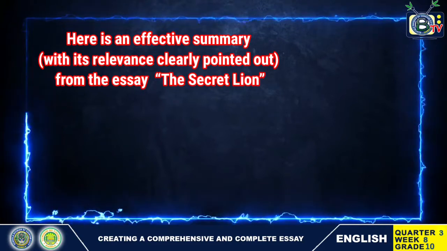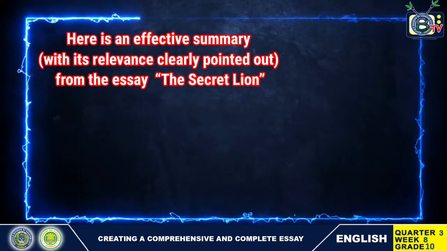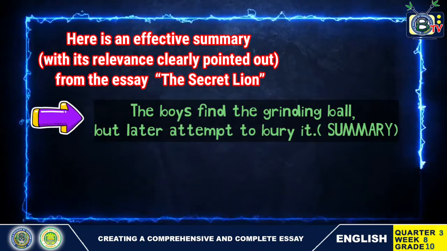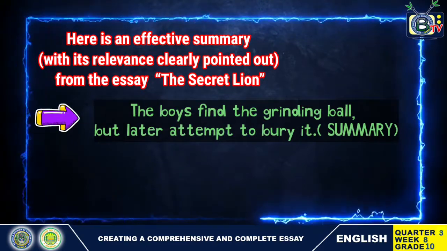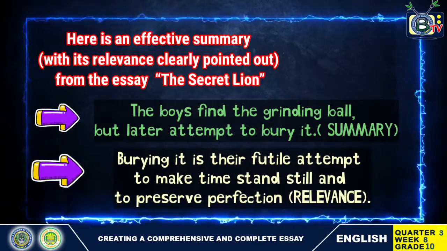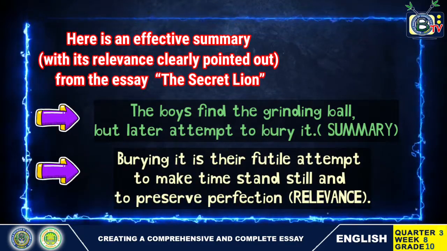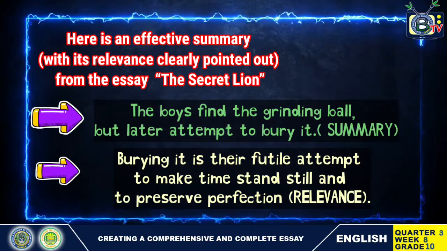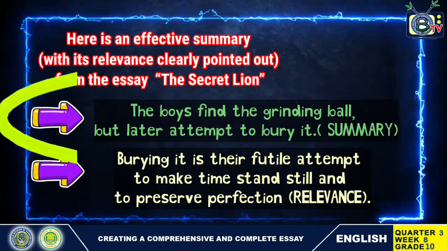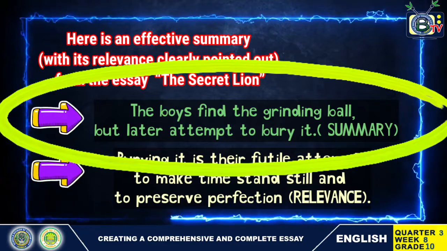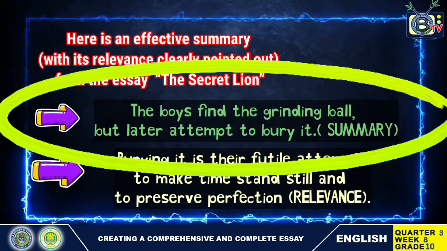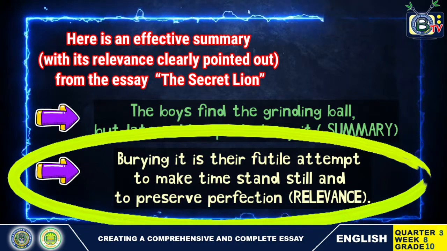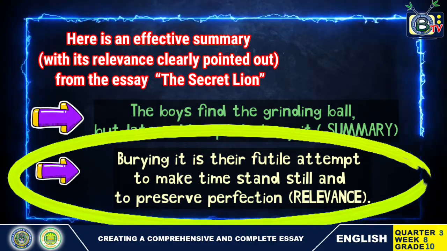From the essay, The Secret Lion. The boys find the grinding ball but later attempt to bury it. That is the summary. Burying it is a futile attempt to make time stand still and to preserve perfection, the relevance. You mentioned the summary, which is found in the first sentence. Then you can tell your point and connect it to the summary just as what is written in the second sentence.